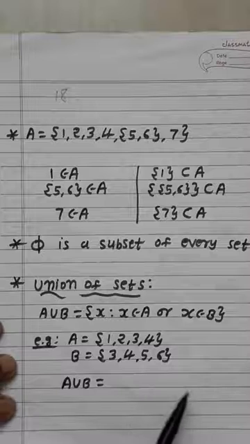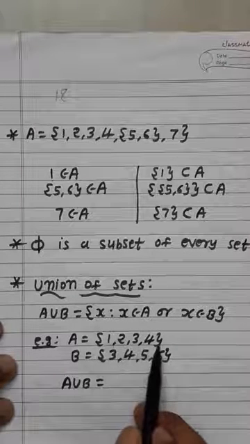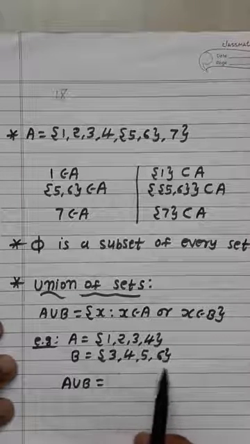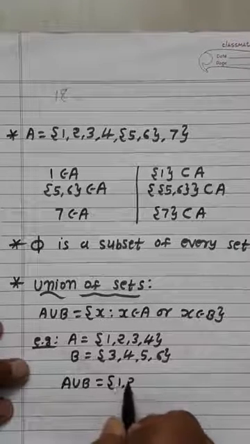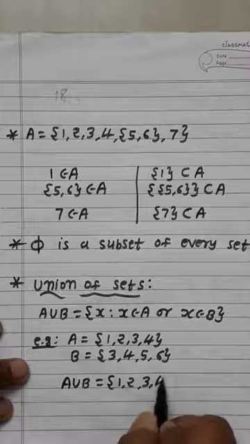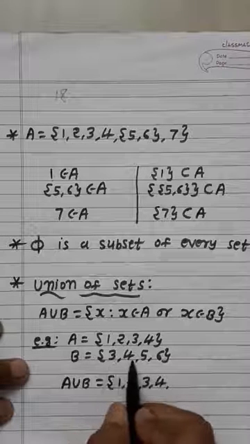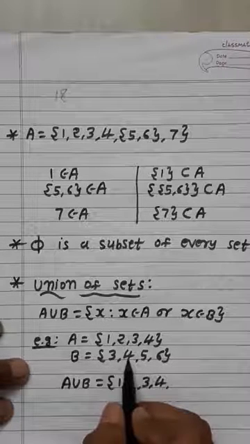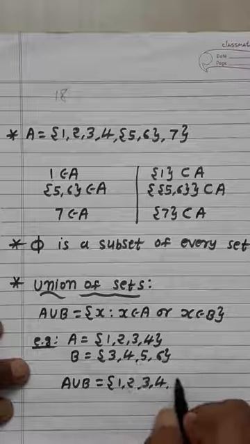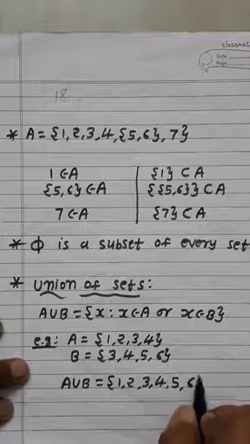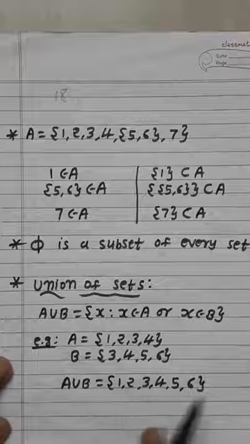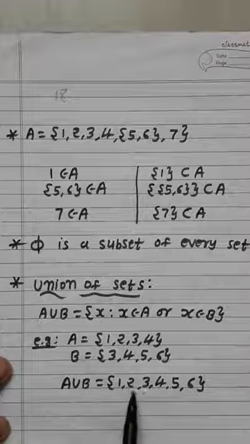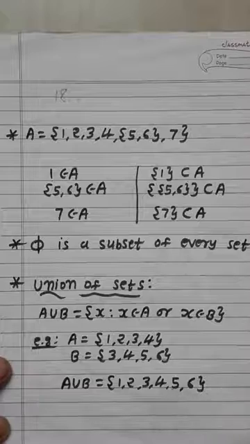Now A union B, that means all the elements of set A as well as all the elements of set B. So here we can write 1, 2, 3, 4. Now here 3 and 4 are present already, so we cannot write these elements again, so 5, 6. So A union B is equal to, we get the answer, set of 1, 2, 3, 4, 5 and 6.